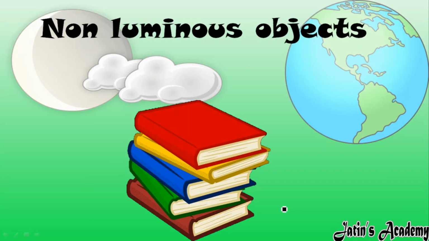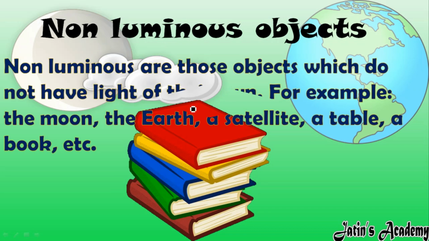The next topic we are having is non-luminous objects. What do you mean by non-luminous objects? As the name suggests, non-luminous means the objects which do not have their own light, or which do not produce their own light, are known as non-luminous objects. For example, these are the books. Are books emitting their own light? Obviously no. For example, a table is there. Is the table emitting its own light? No. And similar examples, for example, we are having the earth, the moon.